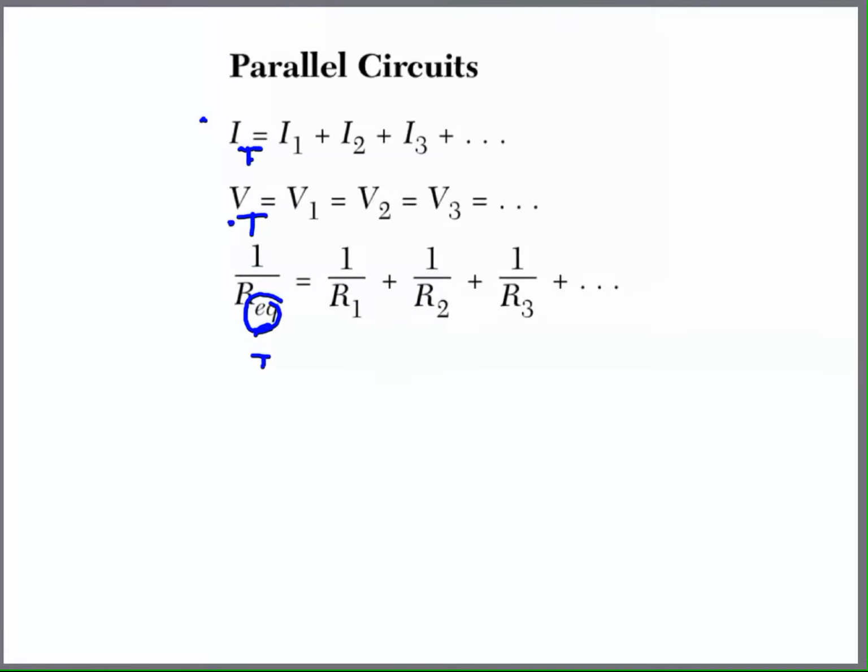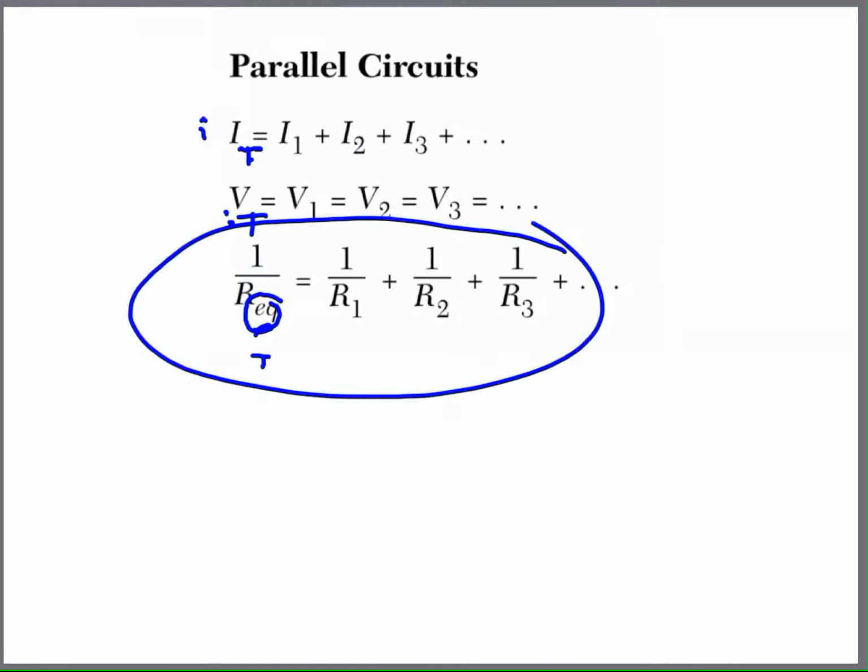So these two are reasonably simple rules. This one looks more complicated than it is. As we do more of these, you're going to realize a lot of times you can avoid even having to do this math. But sometimes you're going to have to do it. So let's try an easy example, shall we?